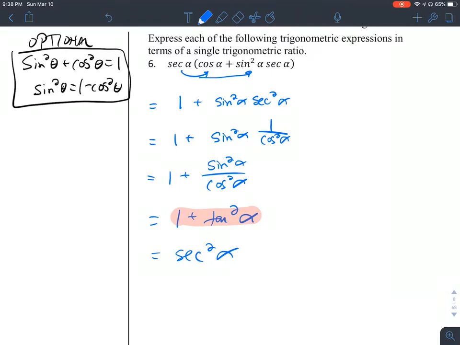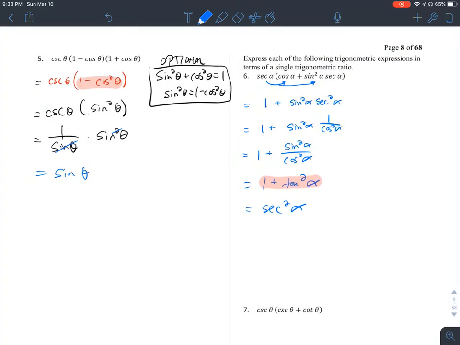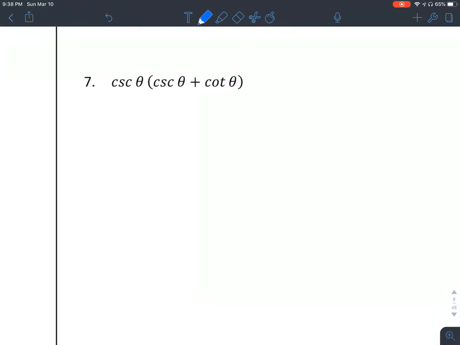All right, it's in terms of a single trig ratio. It's in terms of secant, so we're finished. Problem's done. This next one, number 7. Let's see.